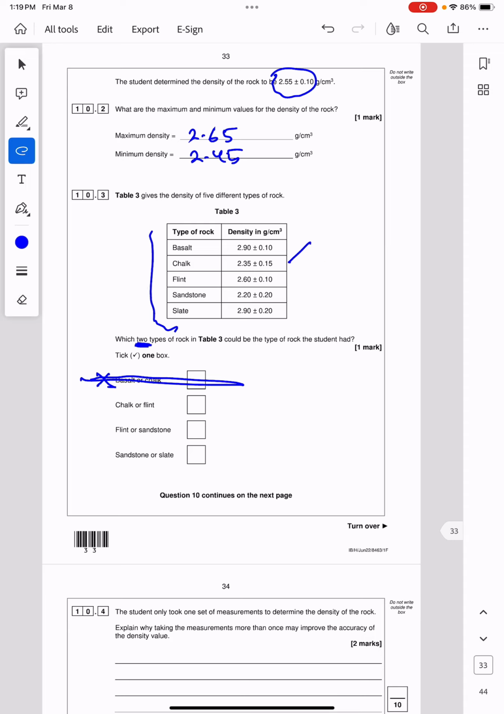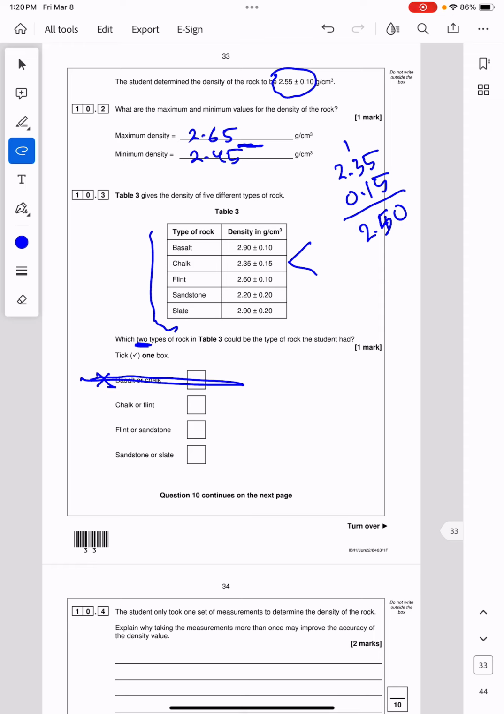So chalk, again, we're gonna find out the maximum value and the minimum. So 2.35 plus 0.15, and then we're gonna subtract it. You see, it has 2.5 as its density. This is the maximum, right? Yes. And we know that 2.5 is somewhere here. It is in the range of our rock, right? So the chalk is a possible answer.